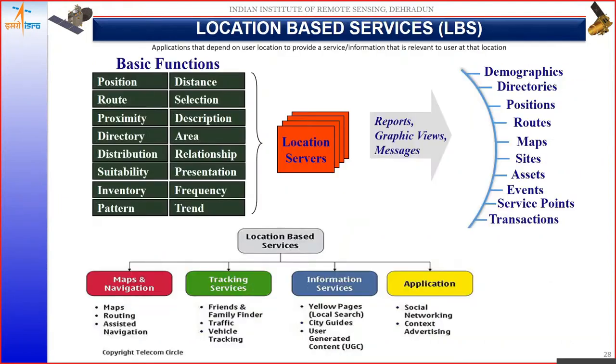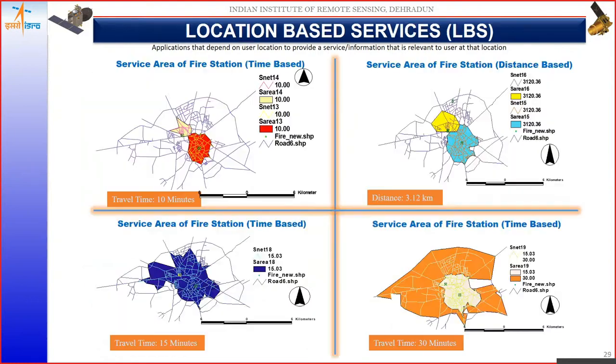In location-based services, we use several GIS based functions like position, route, proximity, suitability, inventory, pattern, distance. So many things we use for various kinds of purposes as has been defined. And this LBS we are using in our day-to-day life, based on maps and to navigate, for tracking services, for seeking information, or various kinds of application oriented services. So that's how location based services are very, very important.